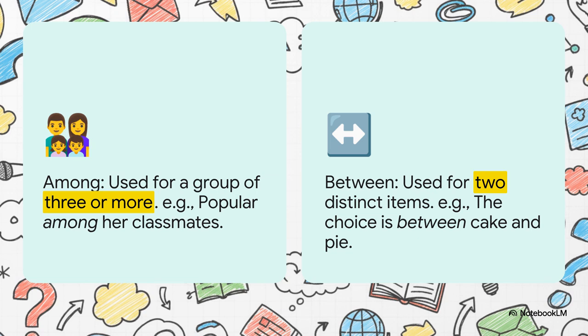The rule here is pretty straightforward most of the time. You use between when you're talking about two specific, separate things. I have to choose between the red shirt and the blue one. You use among when you're talking about something that's part of a group of 3 or more. There was one doctor among all the guests. So between for 2, among for a group.